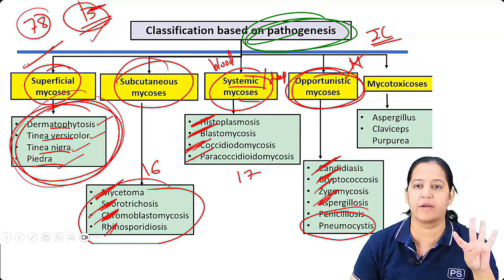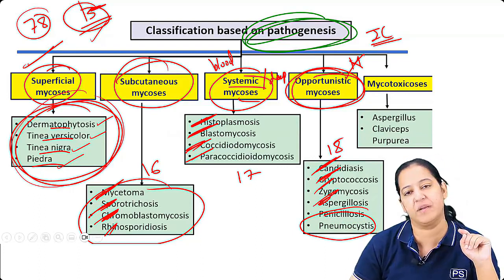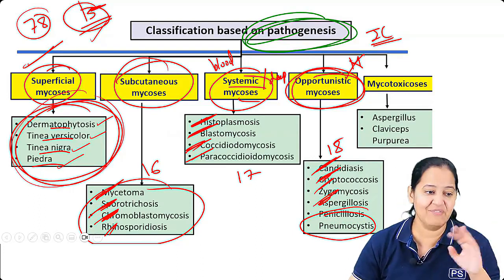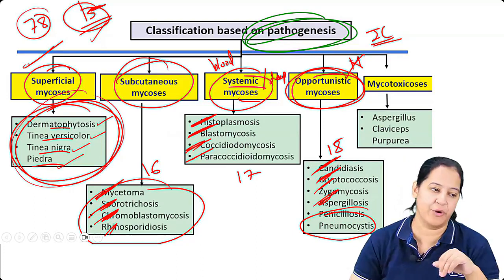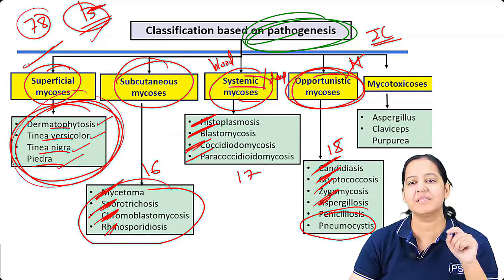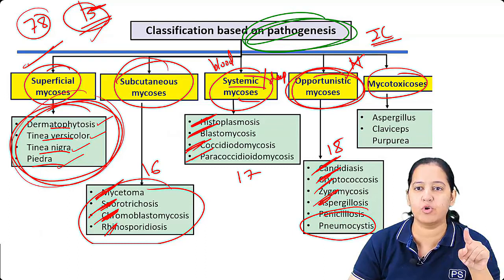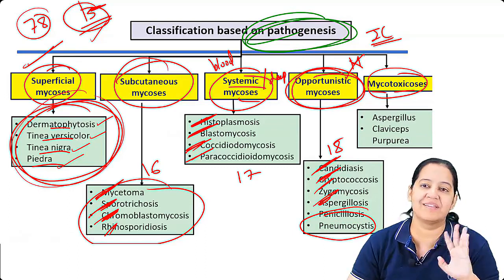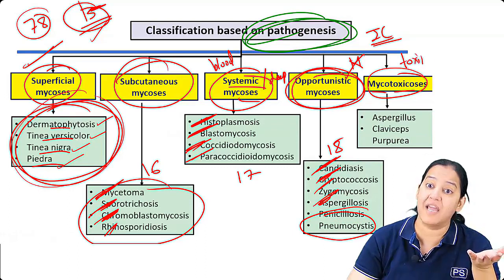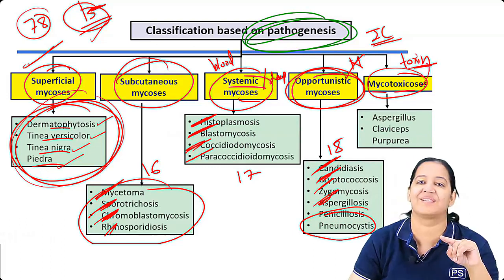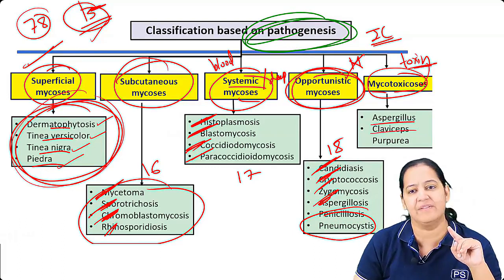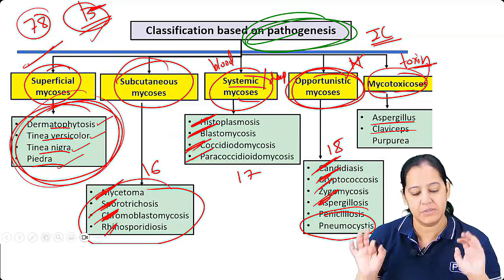So I will teach you four here, on page number 18. So these are 16 fungus, four, four, four, four, that I'm going to teach you. The last one is mycotoxicosis, that I will not teach you, just understand the meaning. In mycotoxicosis, fungus do not cause the disease directly. Fungus secrete toxin like bacteria, and the toxin causes the disease. The examples are Aspergillus and Claviceps. Just learn it, I will not give the detail. So this is the classification.